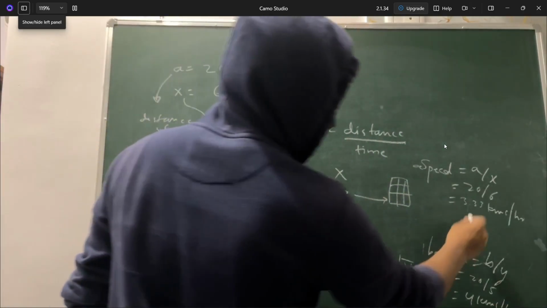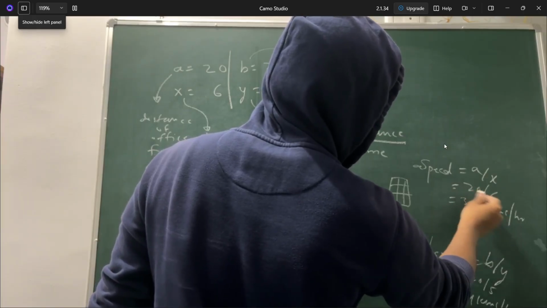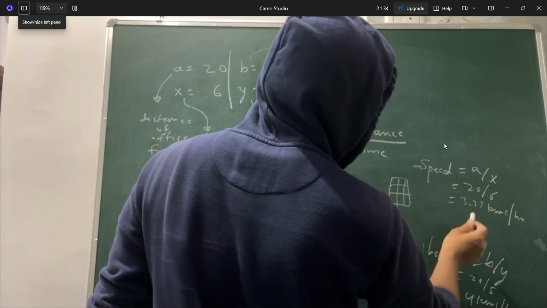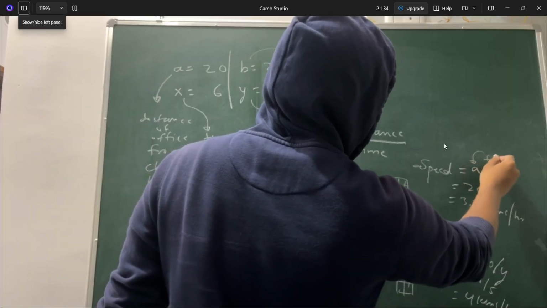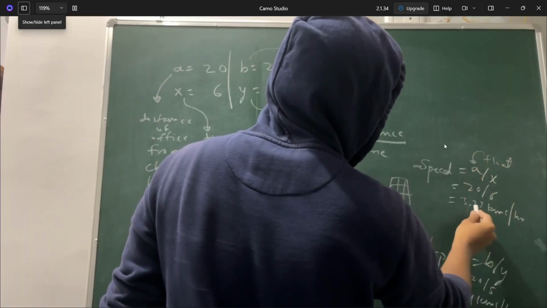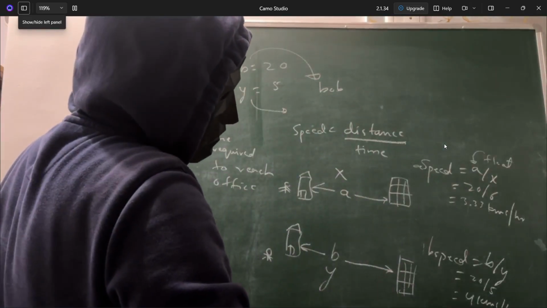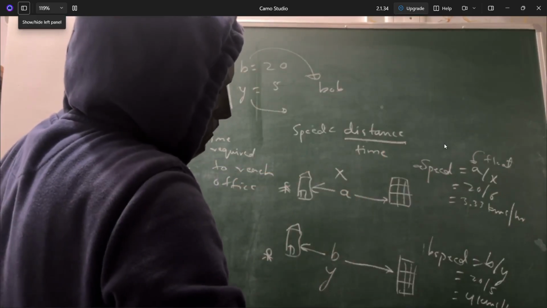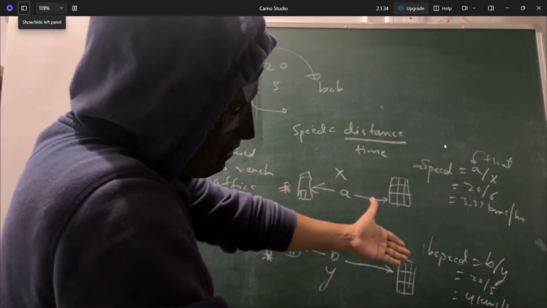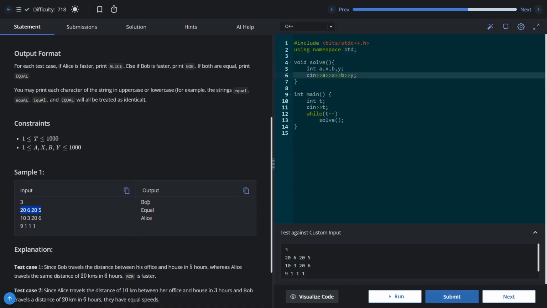But this 3.33 you will not actually get if you try to divide them, since both are integers, you will get 3. But while solving, I'll be typecasting it to float, because we shouldn't miss the point values, as there may be a difference in the decimals as well. That's why we'll be typecasting. So clearly you can see Bob's speed is more. So in the first case, Bob is the answer, right?